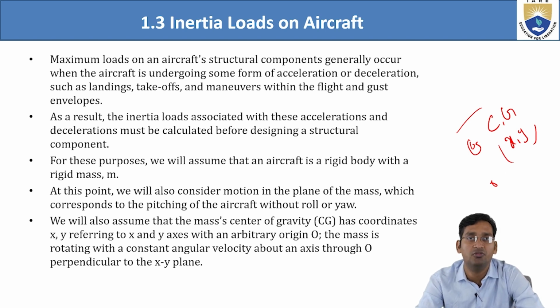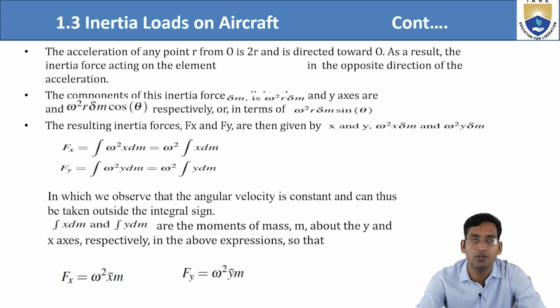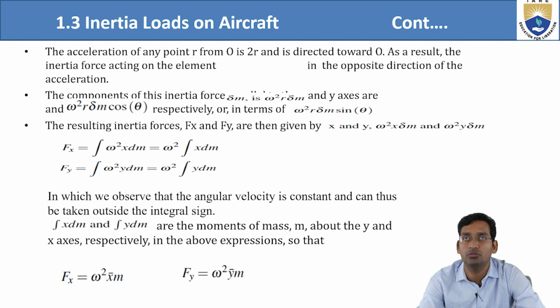The mass is rotating with a constant angular velocity about an axis through O perpendicular to the xy plane. So now it will move about O, perpendicular to the xy plane. The acceleration of any point at distance r from O is omega squared r, and is directed towards O. So as a result, the inertia force acting on the element is in the opposite direction of the acceleration.